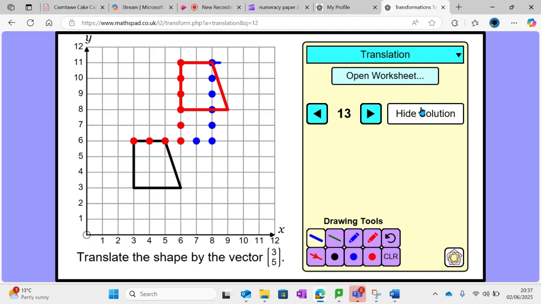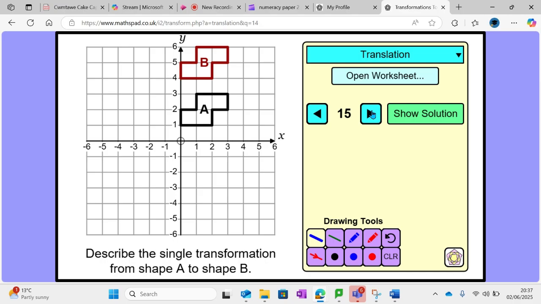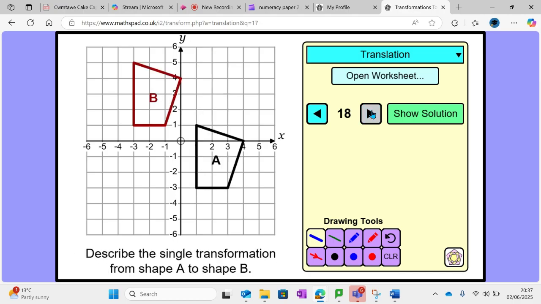So it's moving the shape. The top number tells you left or right, and the bottom number tells you up or down. You might get one that says describe. Let's get another describe here. So what you do here is ask, how do I get from A to B? To get from A to B, pick a point. Let's take this point here.